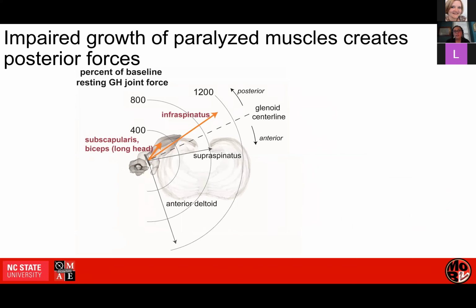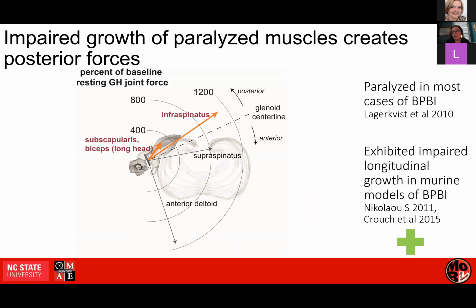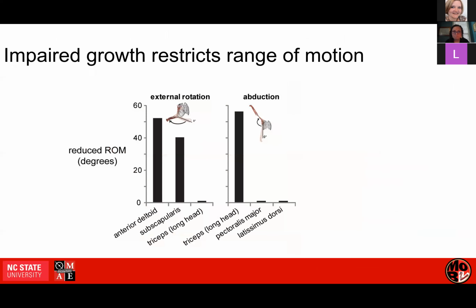In contrast, we can look at impaired growth and see that these 2 muscles would be the culprits if they were too short, which would mean they'd have to be paralyzed. And indeed, they are paralyzed. And indeed, we have since obtained evidence in rats and in mice that these muscles are short. So our simulations are consistent with what we see clinically.